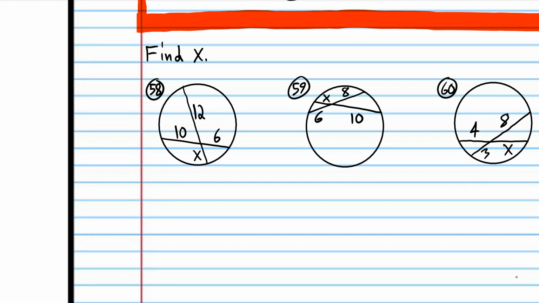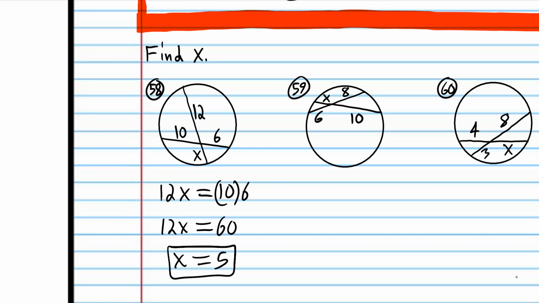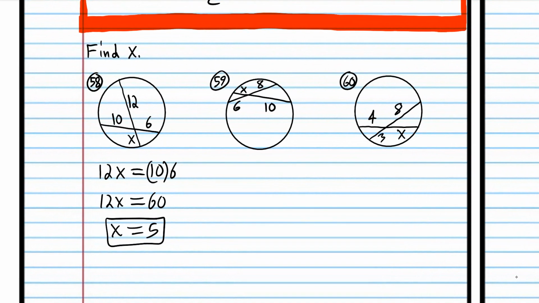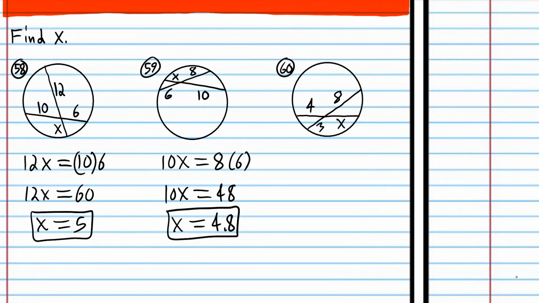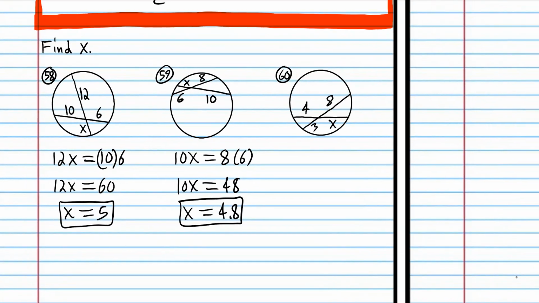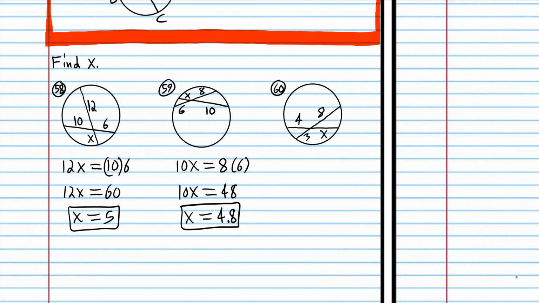So 12 times x is equal to 10 times 6. So 12x is equal to 60. Divide both sides by 12, and we get 5. x is equal to 5. So pretty simple, not too bad. 10 times x is equal to 8 times 6, and we get 48 is equal to 10x. Divide both sides by 10, and we get 4.8. And you can leave that as a decimal or a mixed number. I don't really care. Some teachers may prefer one form.